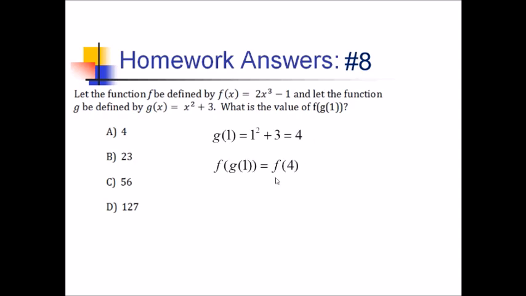Well, the f function cubes it, multiplies it by 2, and then subtracts 1. So we're doing 2 times 4 cubed minus 1. 4 cubed is 64. 2 times that is 128. And subtract the 1, we get 127. Choice D.